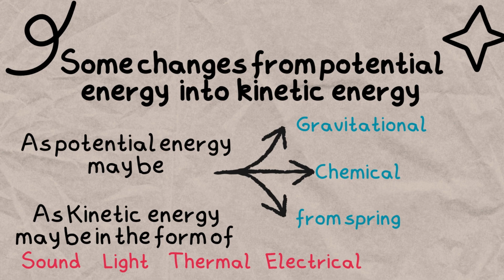And we studied that the potential energy may be gravitational or chemical or from a spring. Okay, and kinetic energy, we have many forms as sound energy, light energy, thermal energy, and electrical energy. So are you ready to take some examples for how the energy transforms from one form to another? Here we have the first one.